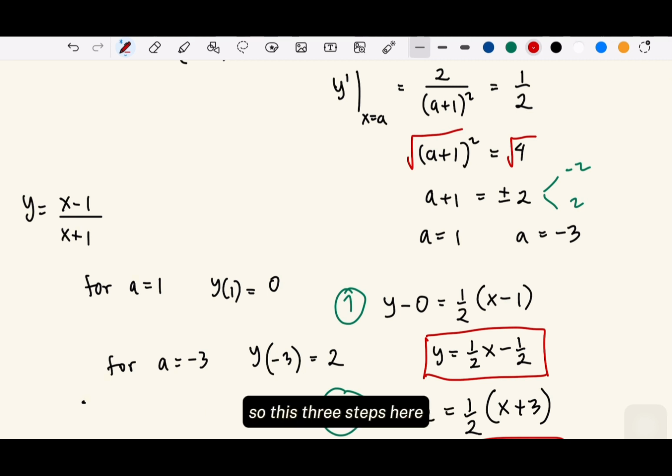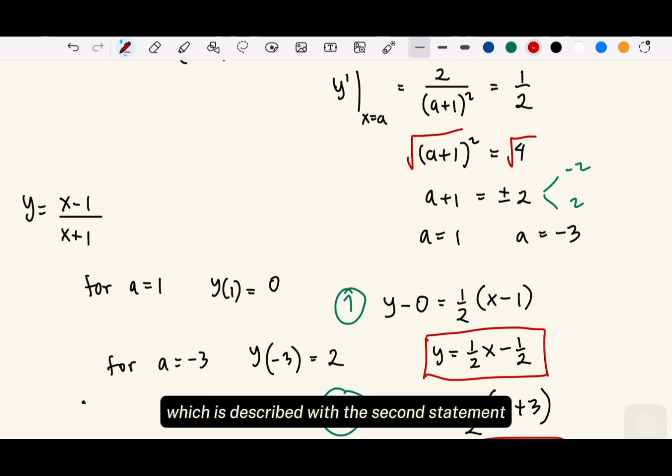So there's 3 steps to process. First is finding the derivative. The second one is to look at the parallel line, which is described with the second statement. And then the third part is finding the line equations.